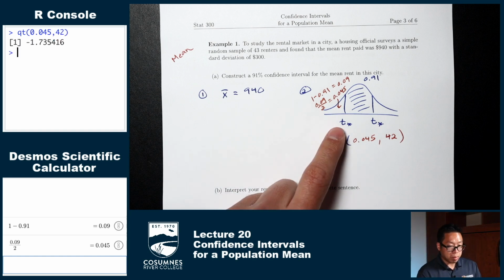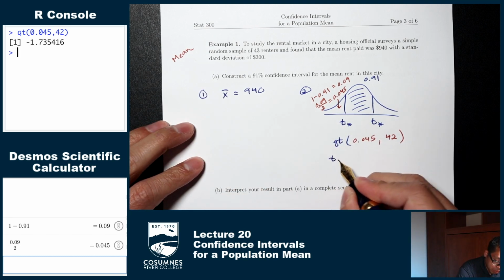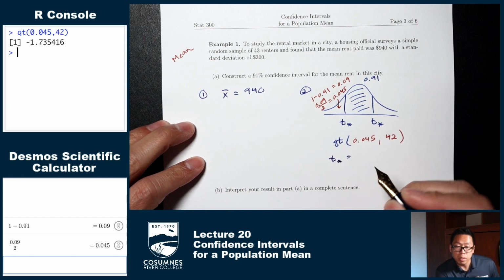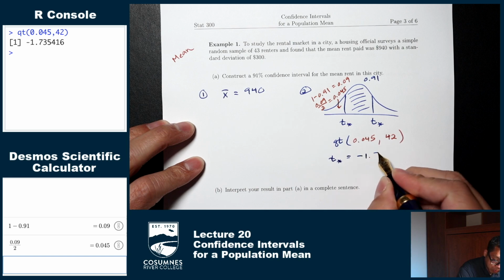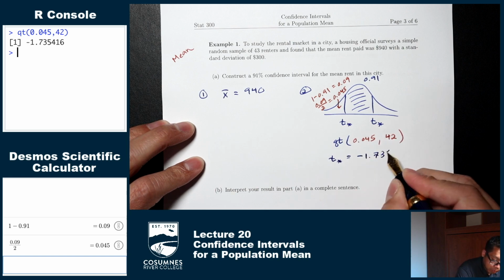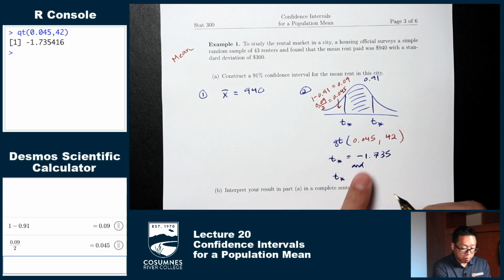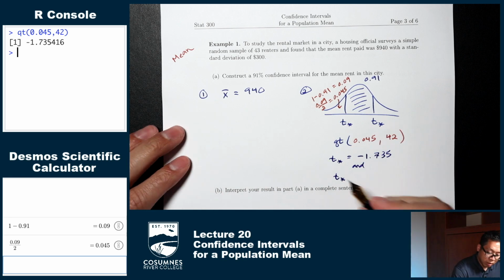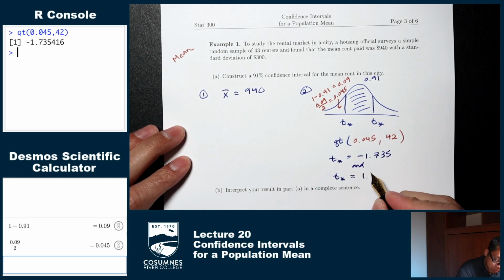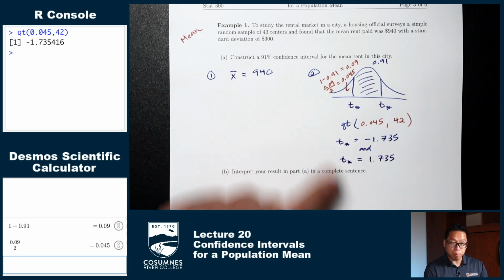Okay, this should give me the T stars. For my picture, I expect 2 T stars. So one of them is going to be negative 1.735, so round to 3 decimal places. Okay, that's going to be the one on the left. The one on the right is going to be the positive version. So positive 1.735. Okay, so that's our critical value T star.